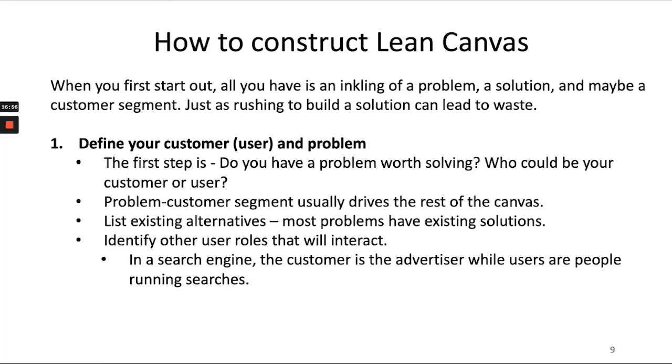The first step is to ask yourself, do you have a problem worth solving? Who could be your customer or user? Those are the 2 main questions. The problem and customer segment usually drive the rest of the canvas. This is the base, the essence which you actually work on. List existing alternatives. Most problems have existing solutions. Identify other user roles that will interact. In a search engine, the customer is the advertiser, while users are people running searches.